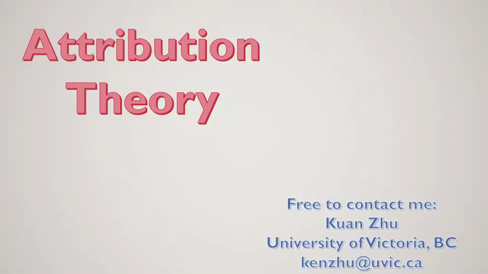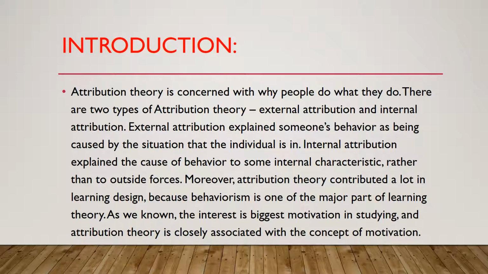Today I'm going to present attribution theory and how to apply attribution theory in order to increase our motivation for learning. Attribution theory is concerned with why people do what they do. There are two types of attribution theory: external attribution and internal attribution. External attribution explains someone's behavior as being caused by the situation that the individual is in. Internal attribution explains the cause of behavior to some internal characteristic rather than to outside force.